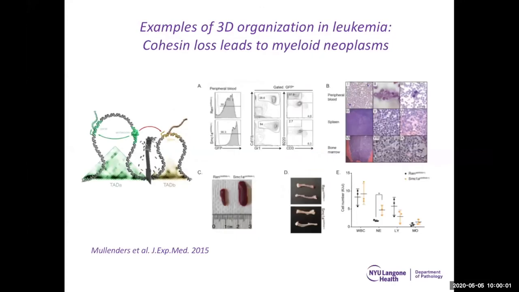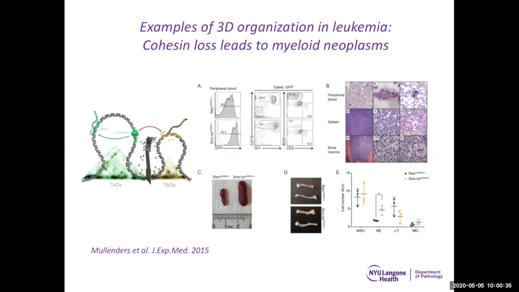Subsequently, we were very interested in basically boundaries of TADs and structural proteins for DNA looping. And we have generated mice that lacked several members of the cohesin family, specifically in hematopoietic cells. And we have shown that these mice basically develop myeloid neoplasms and acute myeloid leukemia. And basically one thing led to another.